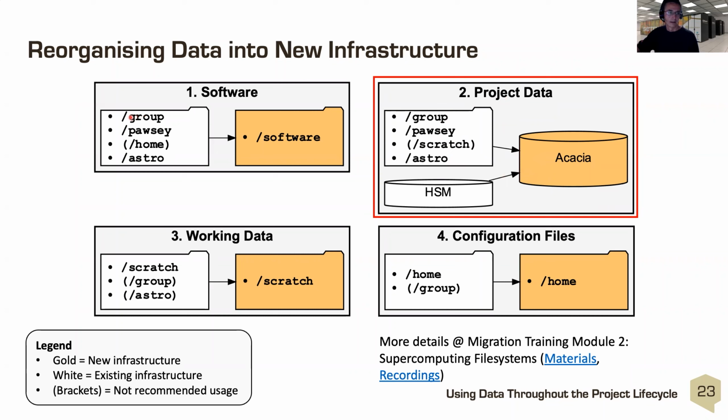Any other data that is in group that corresponds to other places should be moved to those other places. For example, if you have software that is not to be migrated to Acacia, it should go into the new software file system. If you have data that you are currently working with, you may want to migrate it directly into the new Scratch, etc.